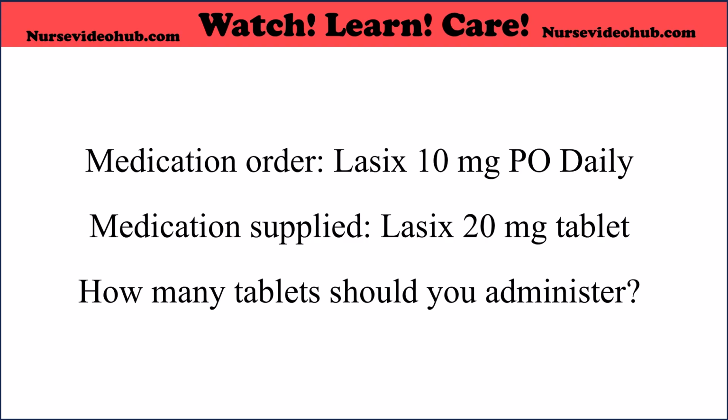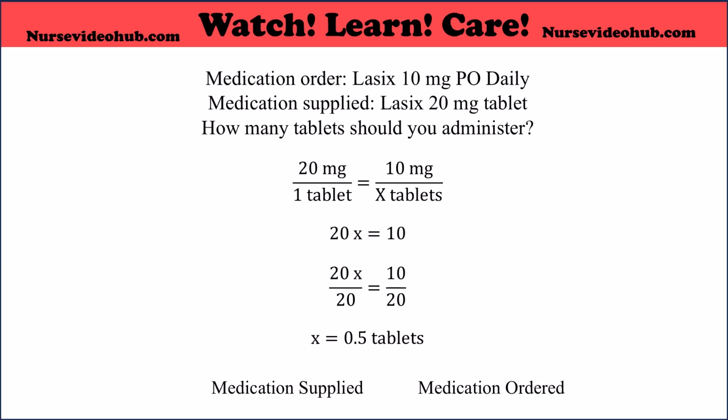Here is another example. The order is Lasix 10 milligrams PO daily. The medication supplied is Lasix 20 milligram tablet. How many tablets should you administer? Set up your proportion. The first ratio is the medication supplied, 20 milligrams per one tablet. The second ratio is the desired dose, 10 milligrams per X tablets. Solve for the number of tablets by cross-multiplying. 20x equals 10. Divide both sides by 20 to solve for x. X equals 0.5. You would administer half of a tablet.